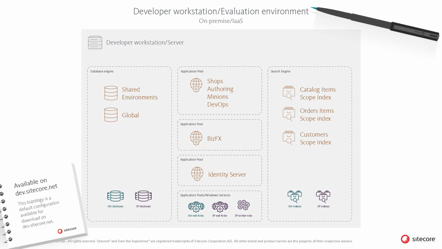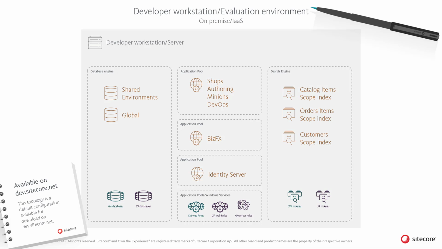Here in the first example, you can see a typical minimally scaled instance, which is a very typical developer machine setup. Here you have a single machine with all the architecture entities installed on it. You can see all of the databases, indexes, and business tools elements are present.